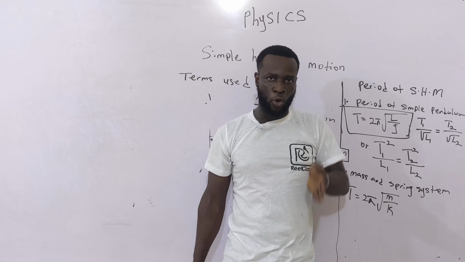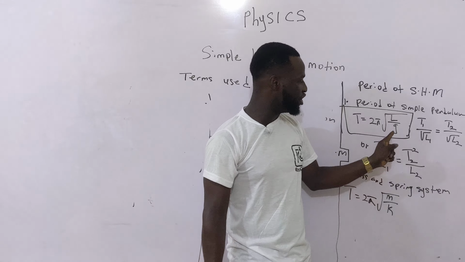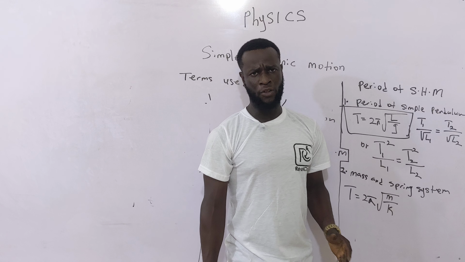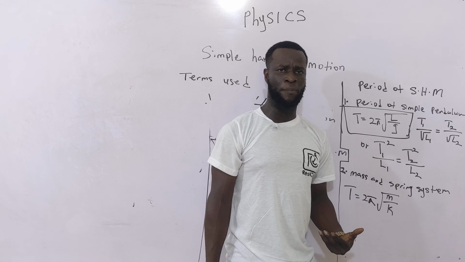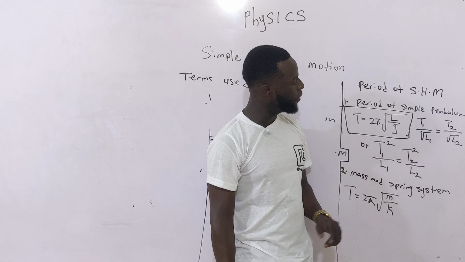But for a particular location in space or on the Earth's surface, a particular point on the Earth's surface, g will be a constant. So the only thing that will be affecting it will be length. You cannot say that mass will affect the period of a simple pendulum. The period is independent of mass because in our equation, there is no mass.